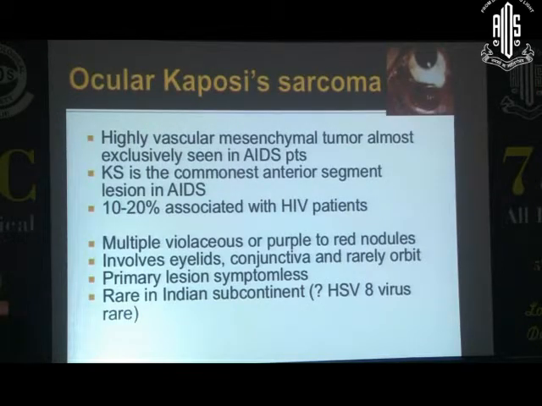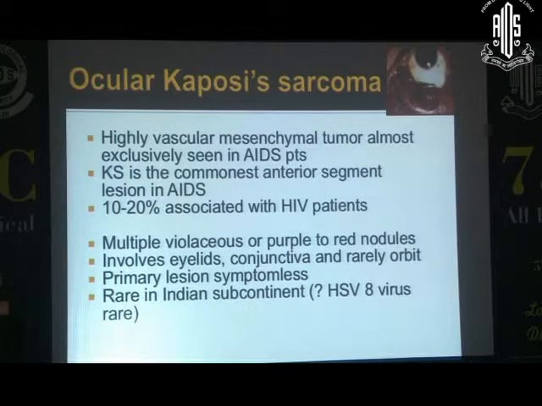Then the ocular Kaposi sarcoma. Now this is a highly vascular mesenchymal tumor almost exclusively seen in AIDS patients. Kaposi sarcoma is the commonest anterior segment lesion in AIDS, and 20% is associated with HIV patients. Now how it appears is multiple violaceous or purple or red nodules, and it involves the eyelids, conjunctiva, rarely the orbit. The primary lesion is symptomless. It doesn't really cause any irritation except for the mass effect of the lesion.